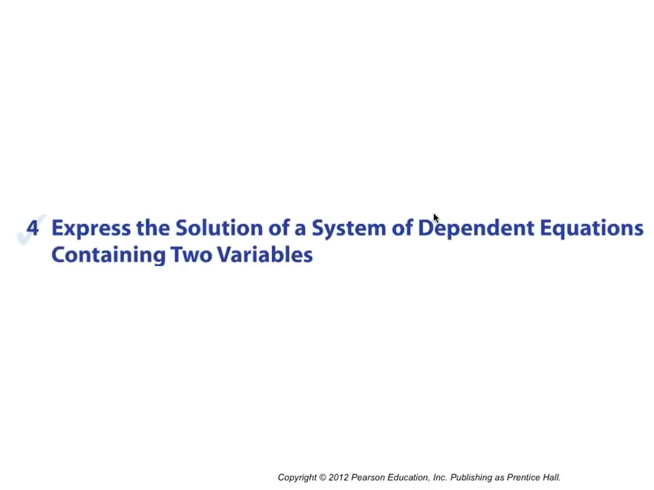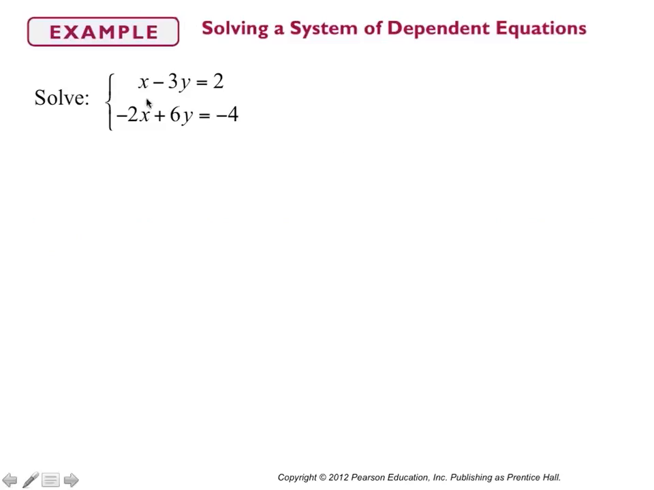Okay, now let's look at expressing the solution of a system of dependent equations containing two variables. Again, we're going to look at this with three variables in just a little bit. But let's say we have x minus 3y equals 2, and we have negative 2x plus 6y equals negative 4. So you can either use substitution or elimination to solve this.